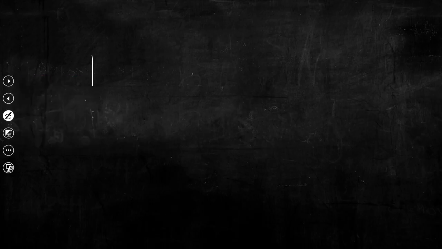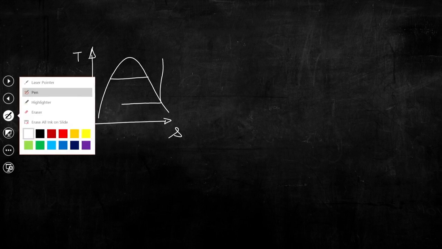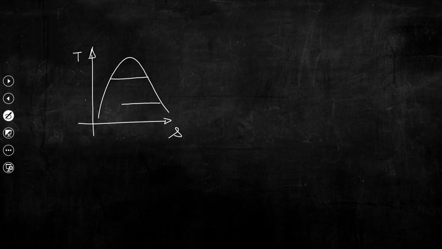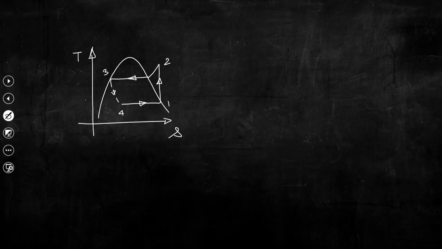so if we try to draw, and we had seen, this is what I am just redrawing, the TS diagram here. So, we can see 4 to 1 constant pressure evaporation, 1 to 2 reversible adiabatic compression, 2 to 3 constant pressure process that is occurring in a condenser, and 3 to 4 that is the throttling process. So, this is the throttling process.